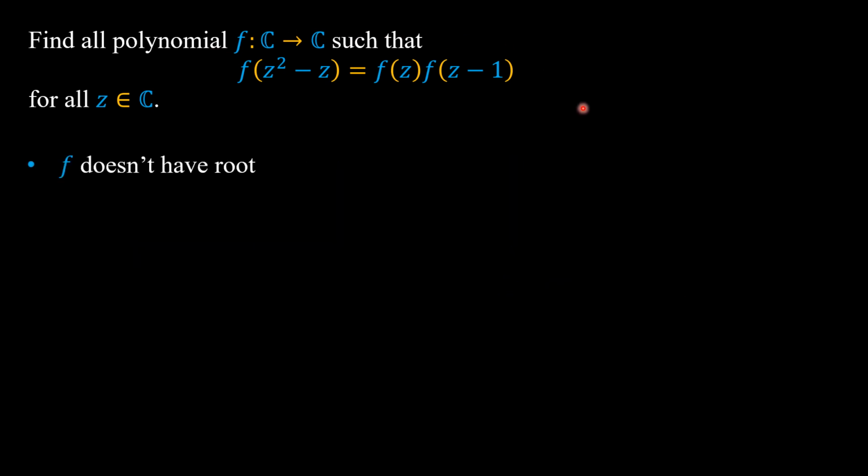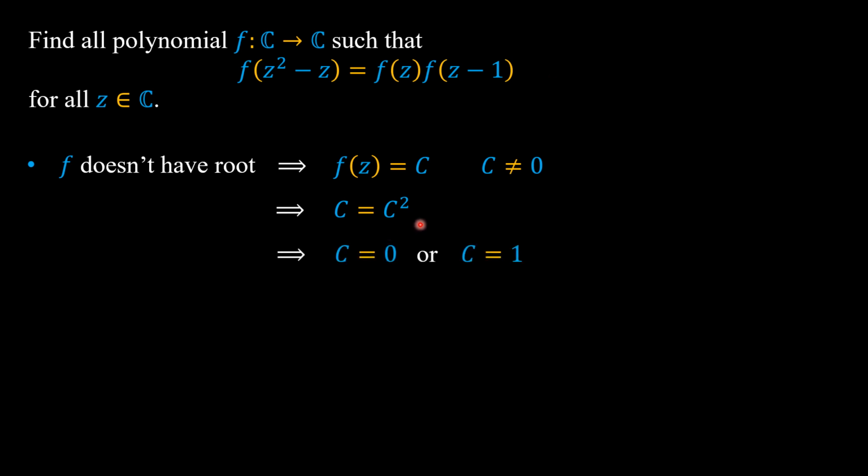For the third case, f doesn't have roots. The polynomial that doesn't have roots must be in the form of f(z) equal to a constant, where the constant is not 0. By substituting this f(z) into the functional equation in the problem, we have c equal to c^2, which means c equal to 0 or c equal to 1. So we have c equal to 1 since c is not equal to 0. So we have f(z) equal to 1.